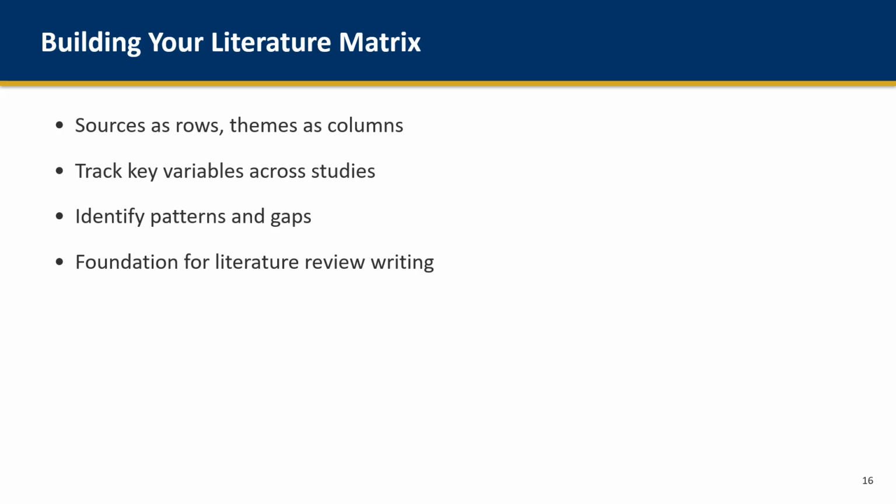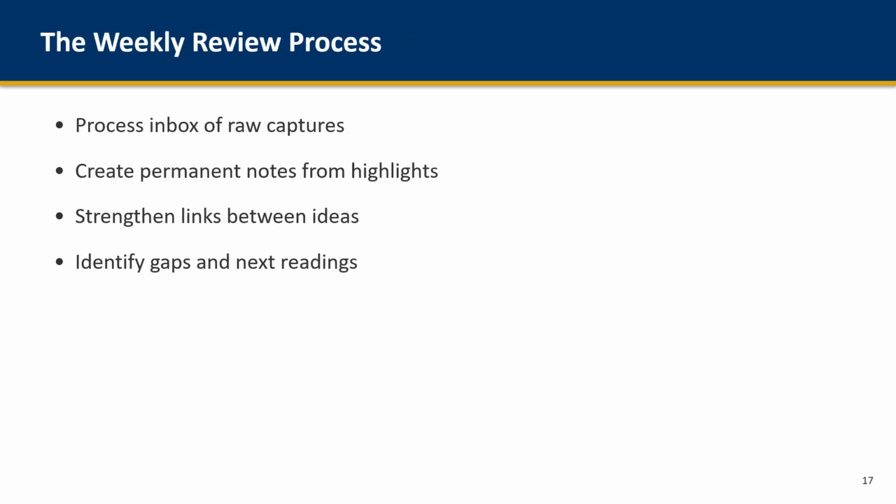Many researchers credit the literature matrix with transforming their ability to write sophisticated literature reviews that synthesize rather than simply summarize sources. A weekly review process is essential for transforming raw captures into a valuable knowledge system. Without regular processing, your notes become a graveyard of information you cannot retrieve or use. Schedule a specific time each week for this review. Many academics find Friday afternoons or Sunday evenings work well, creating a natural transition between weeks. Block at least 1 to 2 hours, more during heavy reading periods.